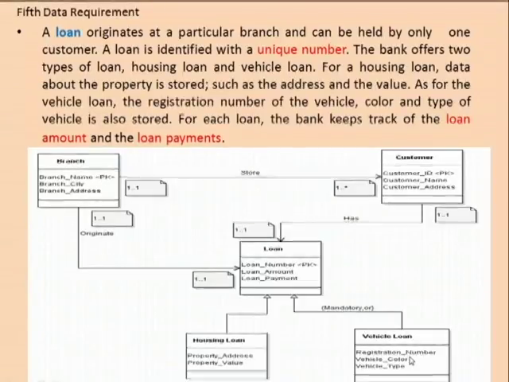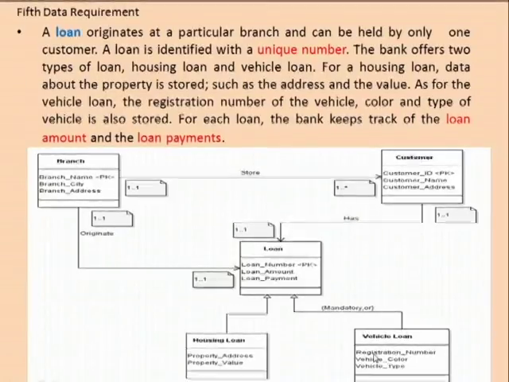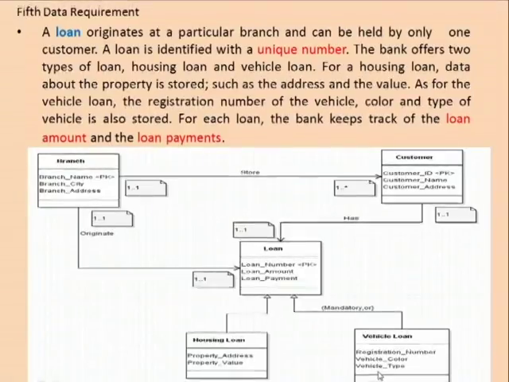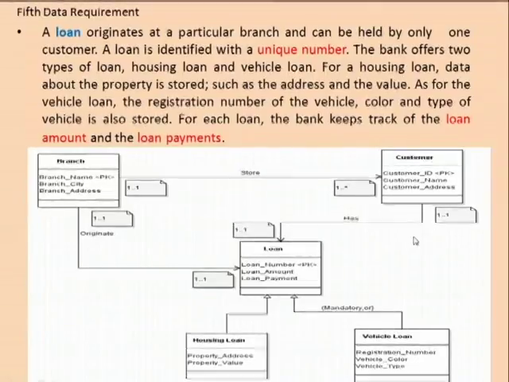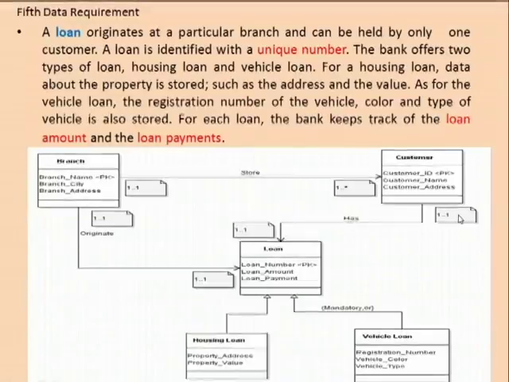The attributes for housing loan are property address and property value. And for vehicle loan, the attributes are registration number, vehicle color, and vehicle type. Customer can have either housing loan or vehicle loan. It is because one customer can only have one loan.